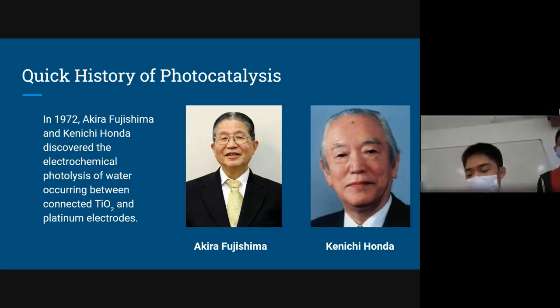And ever since this, scientists just tried to investigate and tried to perfect and find more effective photocatalysts.